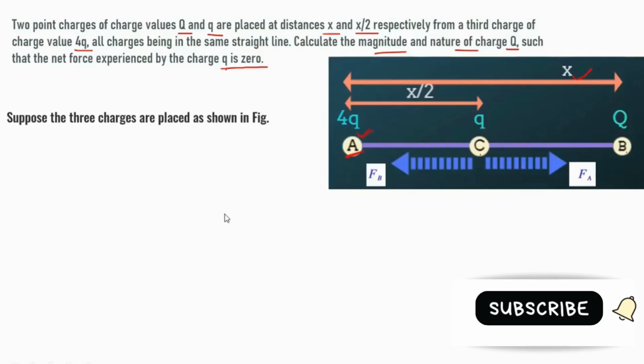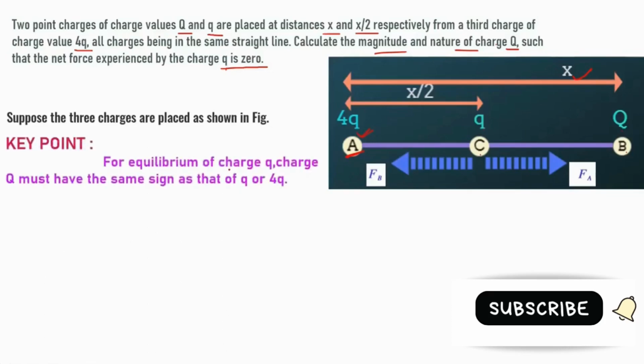Now, what will be the key point over here in solving the question? For the equilibrium of the charge small q. According to our question, small q charge is at equilibrium. Under which condition will it be in equilibrium? When it is under the experience of two equal and opposite forces. Now, C will experience a force from A and C will experience a force from B. And these two forces must be equal and opposite. That is, FA and FB must be equal and opposite. So, what we can depict is that the charge on capital Q must be the same as that of the charge of 4q. Then only C will be under the action of two equal and opposite forces.